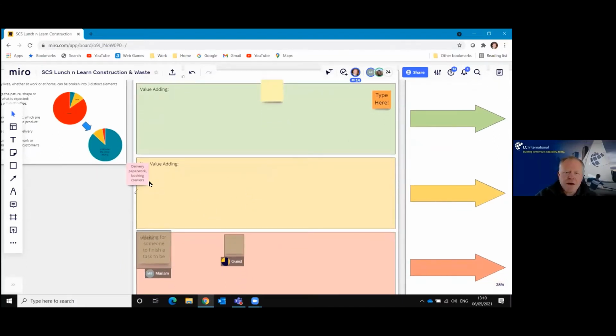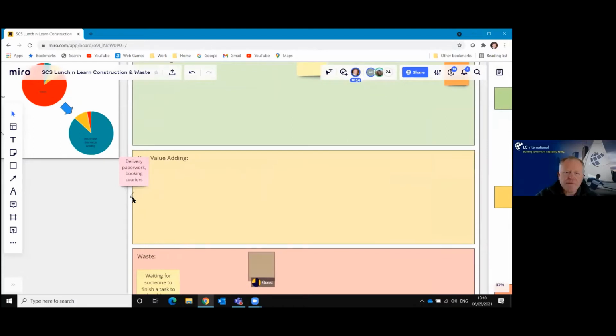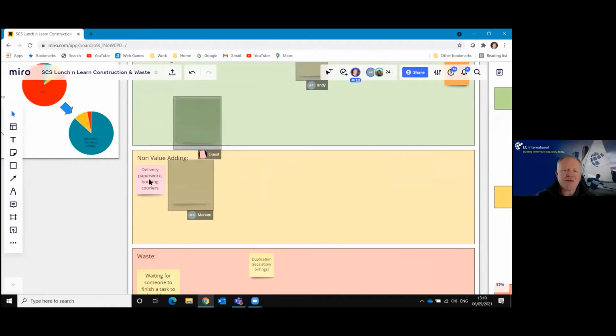So what have we got so far? We've got somebody putting value add in there, delivery paperwork, booking couriers. So these are things that we have to do. We have to move that information around. But how do we move that information around in the most efficient way? Can that paperwork be digitized, for example, so that we don't have to move paperwork around anymore? It can be accessed by all people at all times if they have the link.